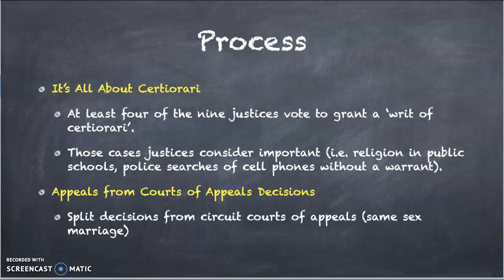Process, it's all about certiorari. In other words, 4 of the 9 justices vote to grant a writ of certiorari, or writ of cert. Those are cases justices consider important, such as religion in public schools, police searches of cell phones, and things like that. So again, you have to have 4 justices elect to hear the case. That's what's important here. Okay. Appeals from courts of appeals, split decisions from circuit courts, as I talked about, same-sex marriage, cases in which federal law has been invalidated at the trial court level. These are the types of things in the process that the federal courts, especially the Supreme Court, take note of.